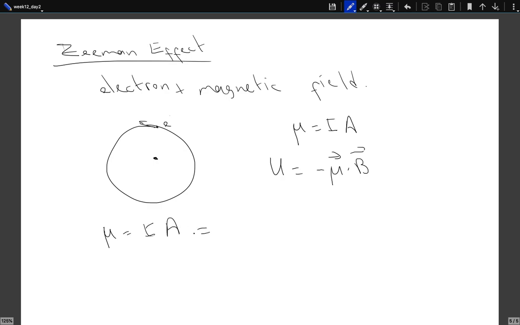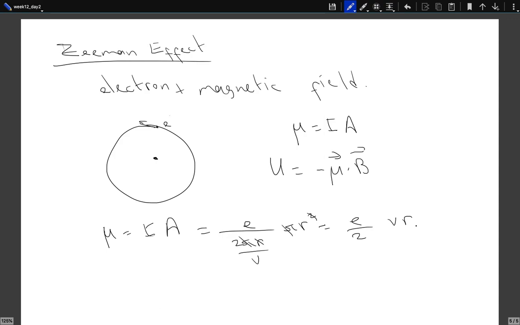This is I times A. Now, what is the current? It's the charge. We have a single electron, its charge is e. It completes one full rotation in a time 2 pi r over v. This is the current. The area is pi r squared. These r's will cancel, the pi's will cancel. We have e over 2 v times r.